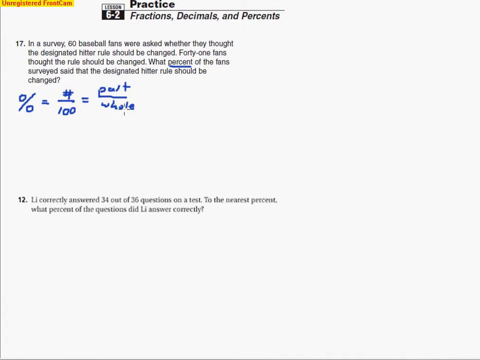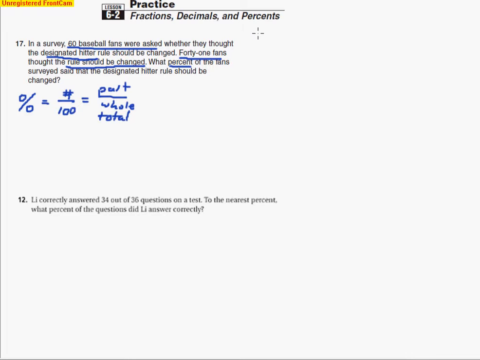Well, the whole represents like the total. That's another word we could use there. The part is a portion of this total. So let's figure out which number represents the whole or the total. So we've got two numbers here. We've got 60 fans were asked about this designated hitter. 41 fans thought the rule should be changed. So 60 were asked, 41 said change.